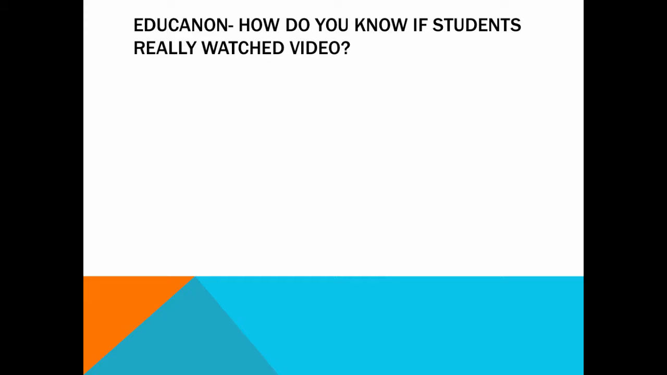So how can a teacher know if a student really watched the video? In the past, I've used notebook checks, but recently I found a new tool called EduCanon, which allows me to assign a video from YouTube, TeacherTube, or Vimeo. And I can do this through the EduCanon portal. So here are the URLs for EduCanon, and I'm going to go through and show you some of the features of EduCanon in a second.